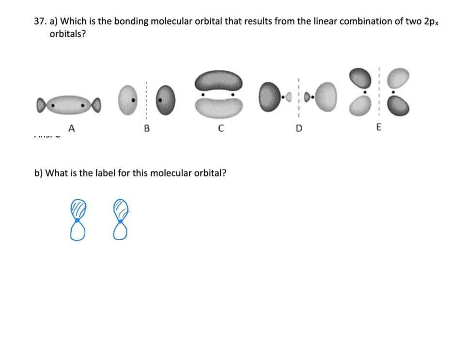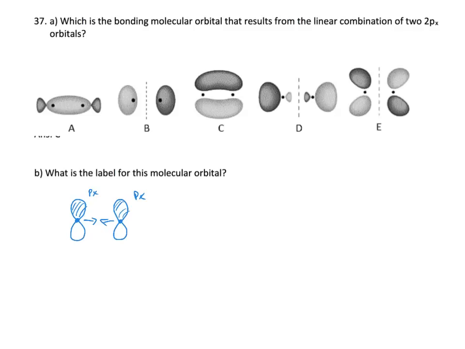We're going to be bringing two of these px orbitals together and allow these to overlap and form two molecular orbitals, a bonding and an anti-bonding orbital, and this asks us to identify the bonding one.